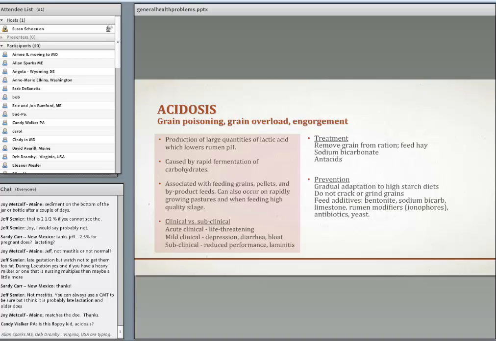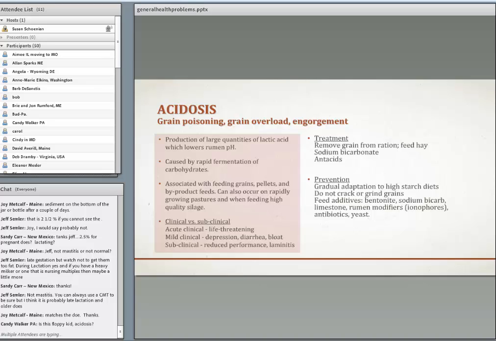The treatment, of course, is to remove grain from the ration. And again, that's particularly as we talk about mild clinical. Feed hay, a good quality long stem hay. Sodium bicarbonate or baking soda, antacids, that sort of thing are appropriate treatments, and then treating for some of these other symptoms that you may see.